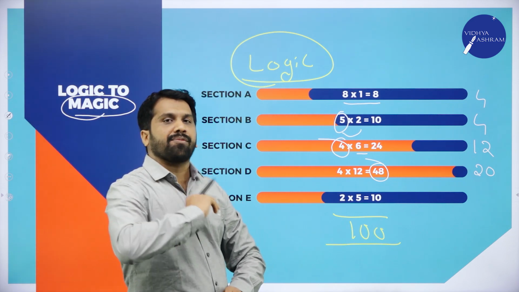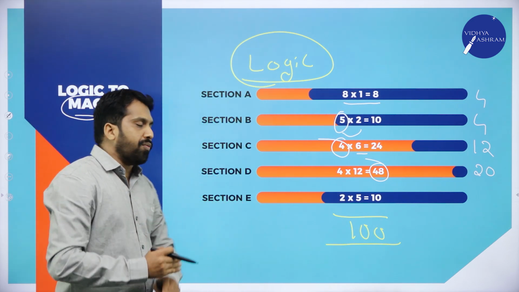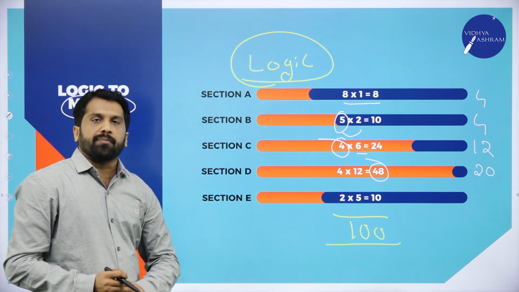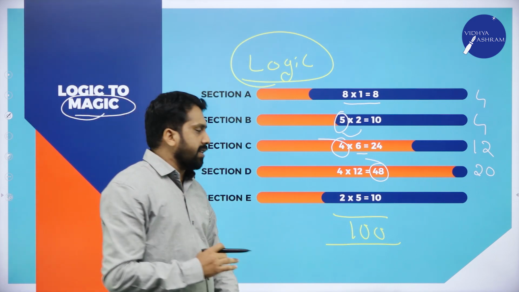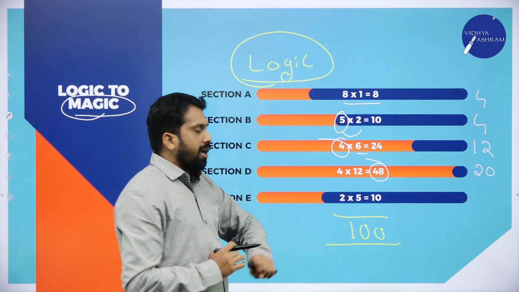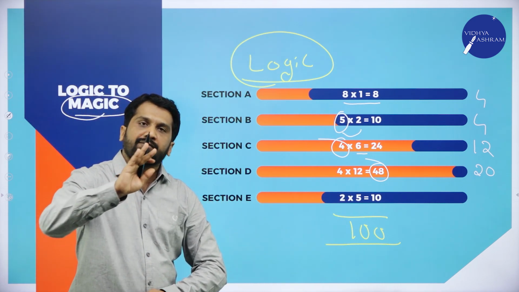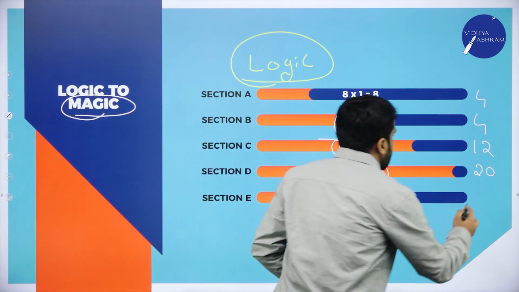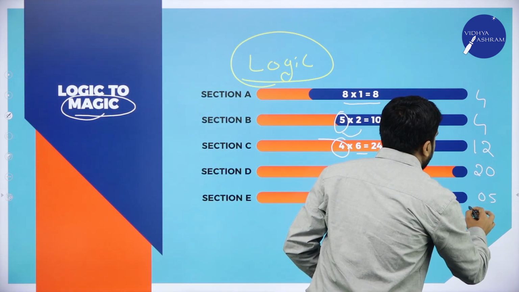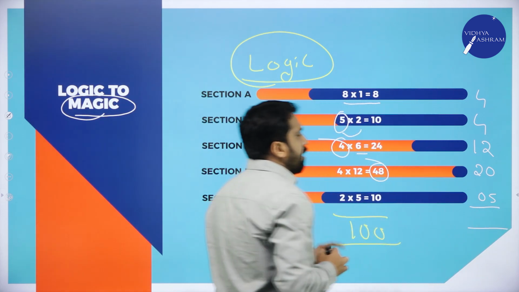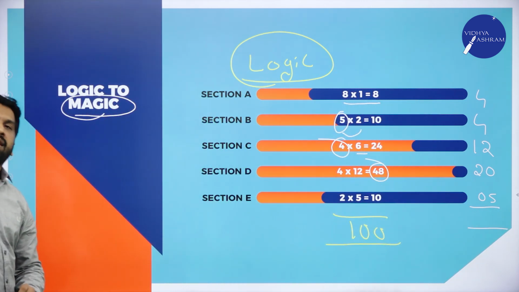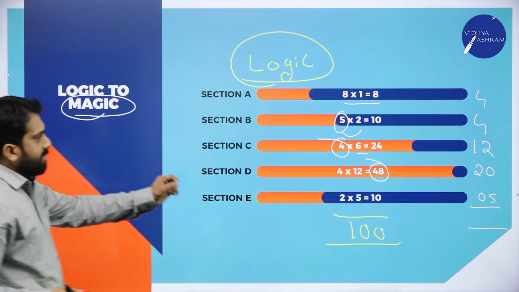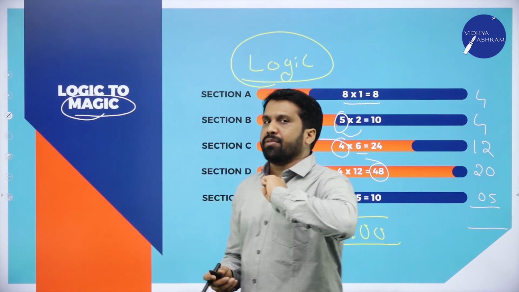You scored 20. The last one, your POQ. How many questions do you have to attend? 2 questions. How many marks each? 5 marks. Out of 10, just assume you got only 5. So these are the least marks I have given.